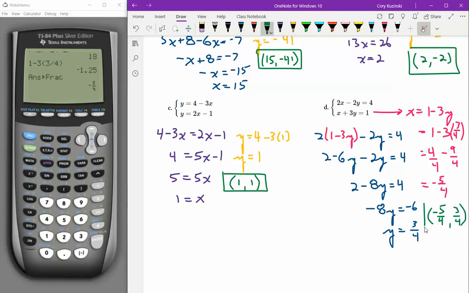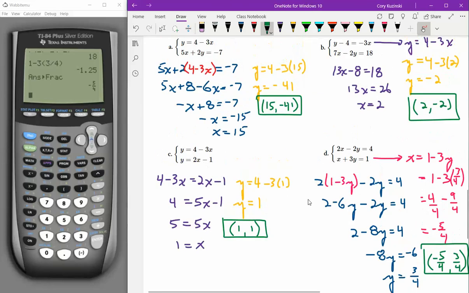All right, that's a long one, a lot of solving. Linear systems helps to be really good at solving equations to be able to solve linear systems through the substitution method.